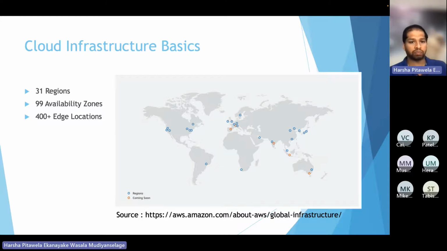So likewise, edge locations have their own purpose, mainly for caching, but now they have developed and improved their services. Sometimes certain computing processing can also happen in these edge locations in addition to the caching purposes. So those are the three main ways they contribute to the network.